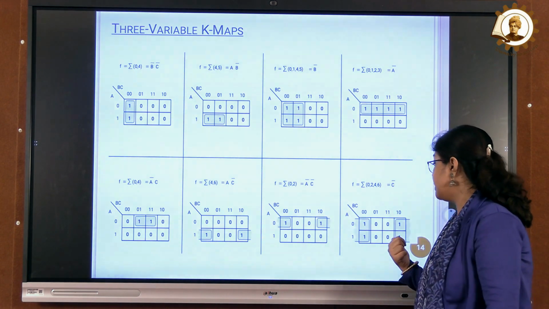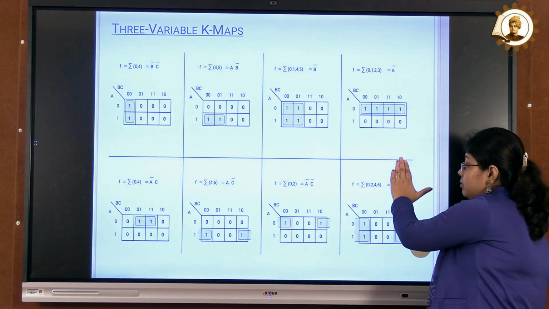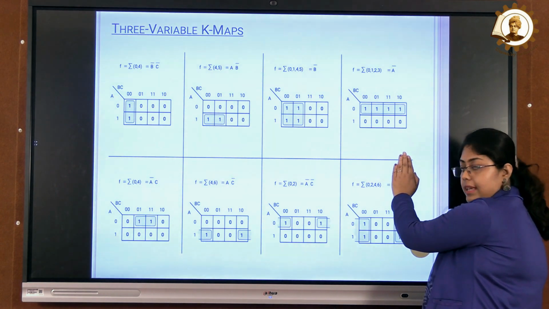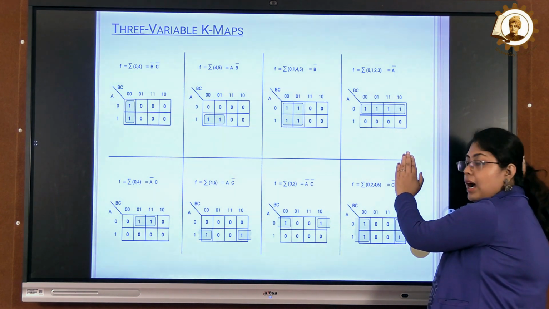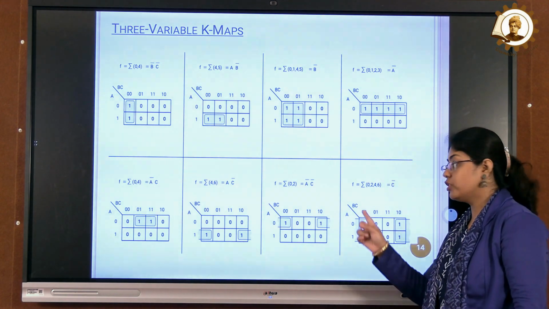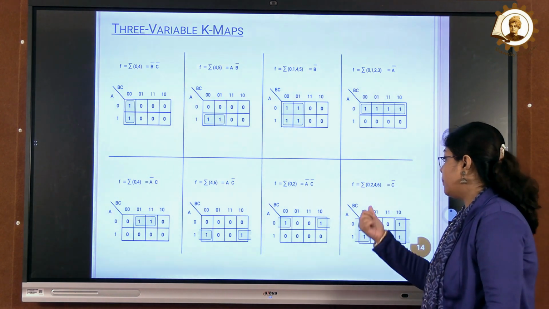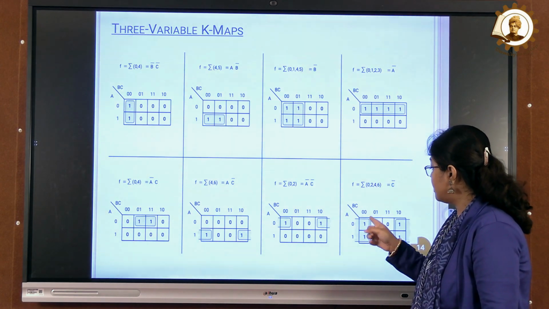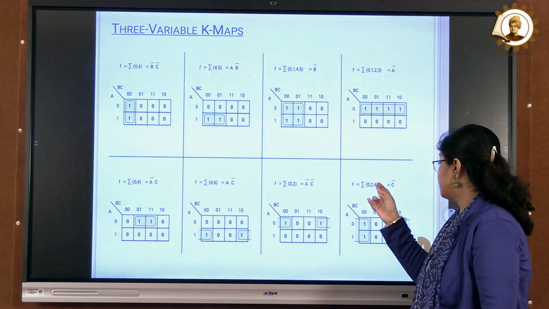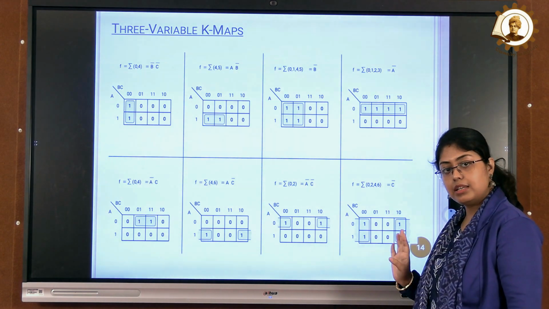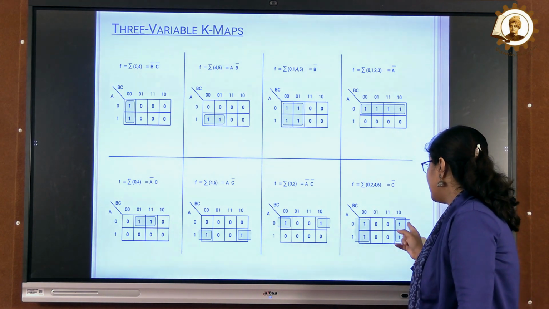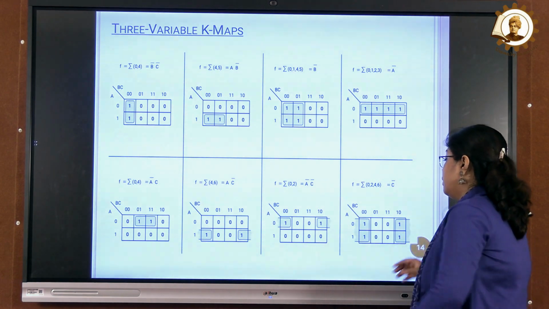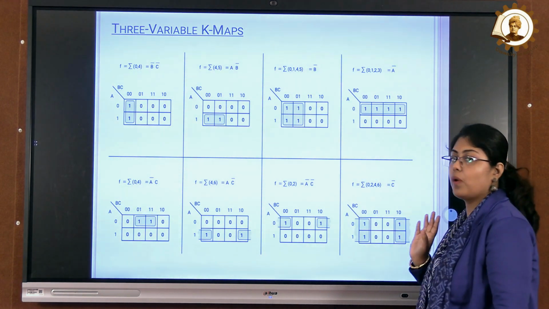The last example I will show is the function given as summation 0 to 4, 6. This is the problem statement. After looking into this problem statement, we draw this K-map and put the values: those values which are present we give 1, and those which are not present we put as 0. Now M0, M2, M4 and M6 are 1, and we can group these 4 ones.